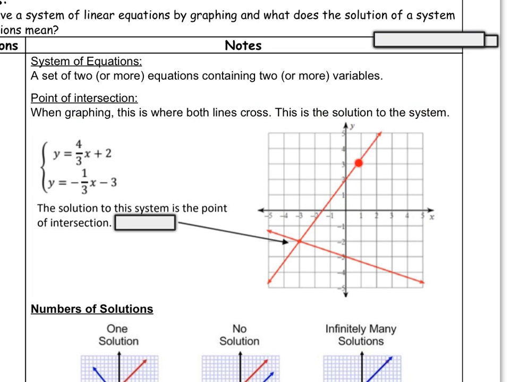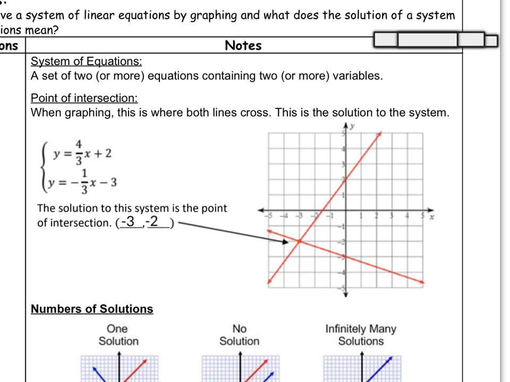We have these two lines. These lines go with the equations over here, y equals 4/3 x plus 2 and y equals negative 1/3 x minus 3. The solution to this system is the point of intersection, right where they cross. That would be -3, -2. And that would be our solution to this system. Just like we've been doing in class, if we plug this x and y into these equations, it will work out and we will see that it is indeed a solution to this system.